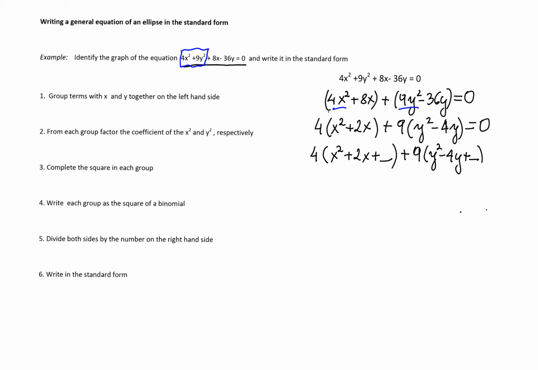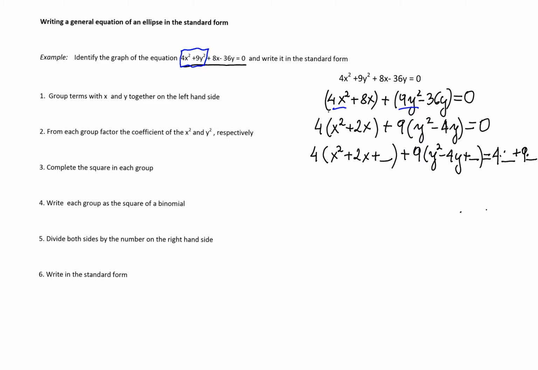And since we'll be adding something to the left-hand side, we'll have to add the same thing to the right-hand side. But notice that what we'll be adding is in the parentheses, and in front of this there is a number. There is 4 in front of the first parenthesis, so I will be adding really 4 times the number, and for the other one there is 9 in front, and then we'll multiply it by the number that we'll add to the second parenthesis.